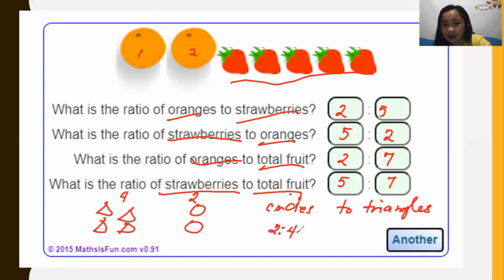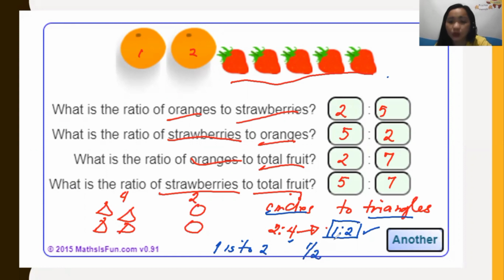But kanina, pinaliwanag ko na we should express the answer in lowest term. So 2 is to 4, pwede silang i-divide sa 2 parehas. 2 divided by 2 will become 1. And 4 divided by 2 is 2. Therefore, the ratio of circles to triangles is 1 is to 2. This is in column form. In word form, we have 1 is to 2, and in fractional form it is 1 over 2.